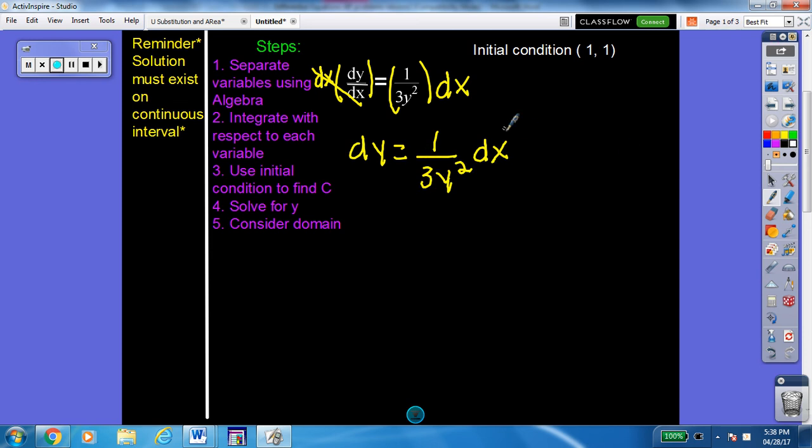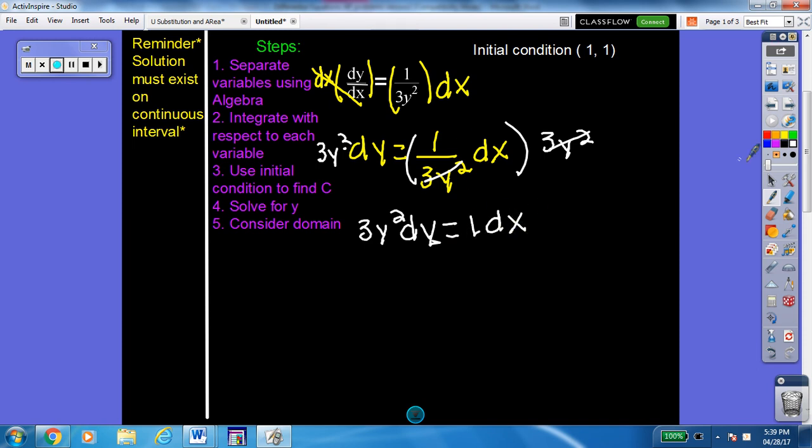We are now going to multiply both sides by 3y squared, which will eliminate it on the right side and make it show up on the left side. Alright, so we're now at 3y squared dy is equal to 1 x dx. So step 2, which is to separate the variables, is done. The next step is to take the integral of both sides. So the integral of 3y squared, luckily this isn't too bad, is going to be y to the third, that's it, equal to x plus c.